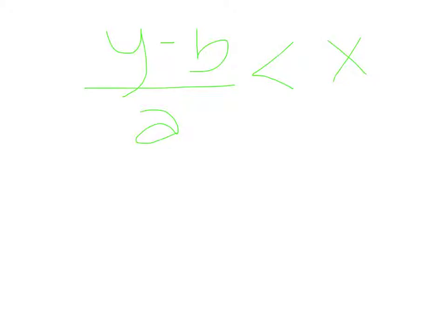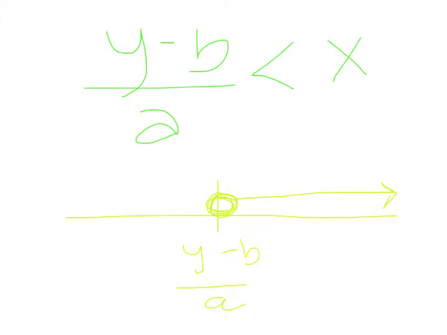Now I'm going to make a graph for y minus b over a is less than x. So I'm going to put that here. And then, since it's not equal to, it's just an open circle. And then I'm going to draw an arrow, because x could be all those numbers going down.